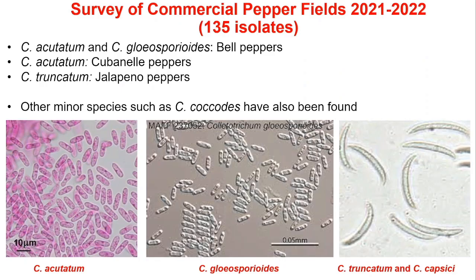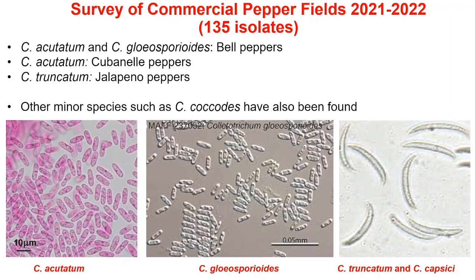Okay, we did a survey in 3 or 4 counties. We wanted to see what the causal agents of this anthracnose are, and why there is a resurgence of this particular pathogen complex recently. We collected close to 135 isolates. We purified those isolates, made single spore cultures, and then did the characterization of those isolates.